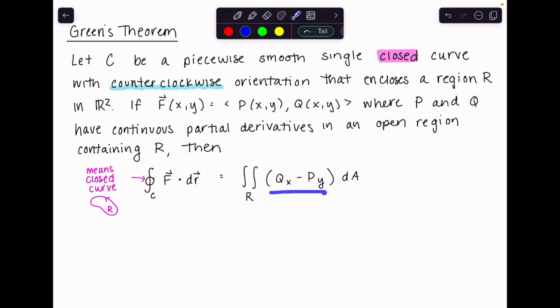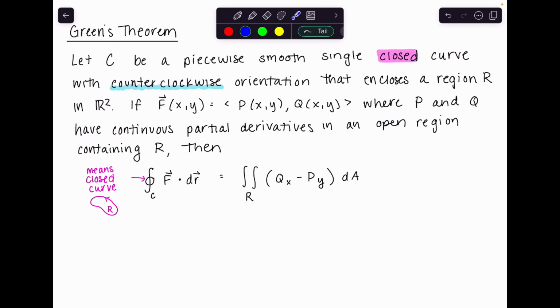It ends up being a concept called curl, which we're going to get to in the next section, but it's the tendency of the fluid to rotate at that particular point. We already talked about types of vector fields, and we had that rotational vector field. That's something that has curl to it because you're likely to continue to move in that path. So that's one quick explanation as to why these are true.